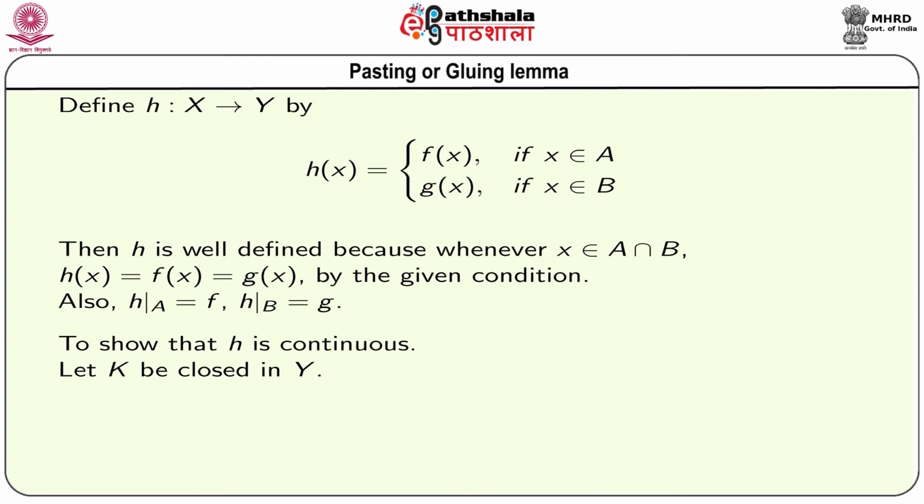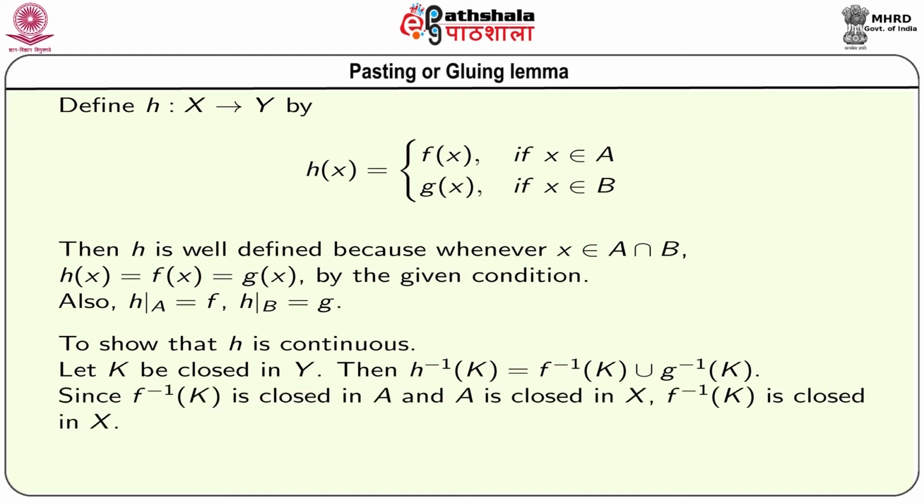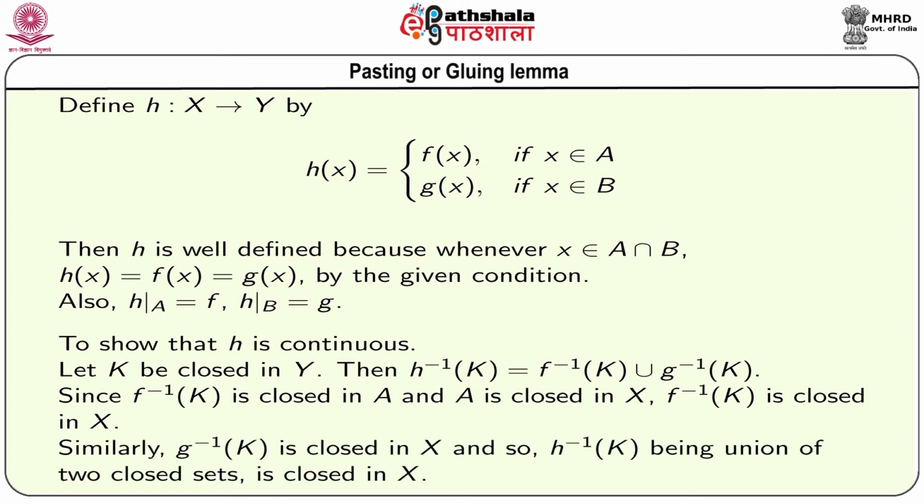To show that h is continuous, now let us take any closed set K from Y. Then h inverse K is actually f inverse K union g inverse K. Now, since f inverse K is closed in A and A is closed in X, f inverse K is closed in X. Similarly, g inverse K is closed in X, and so h inverse K, being a union of two closed sets, is a closed set.